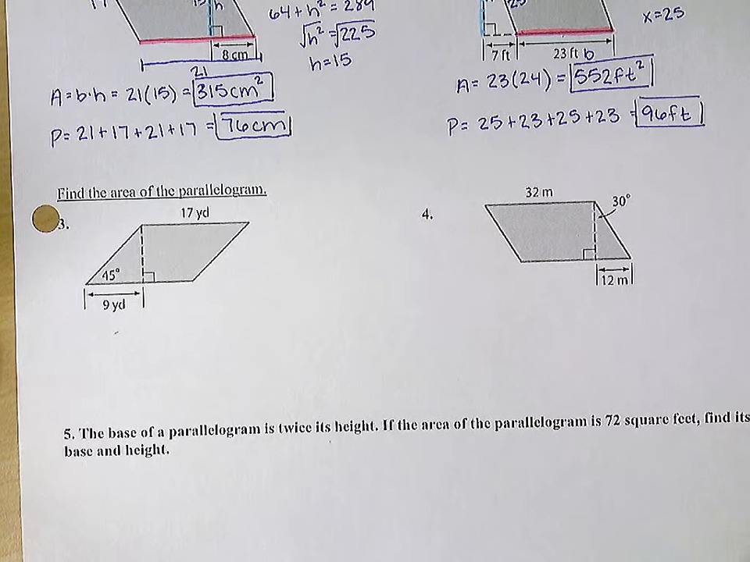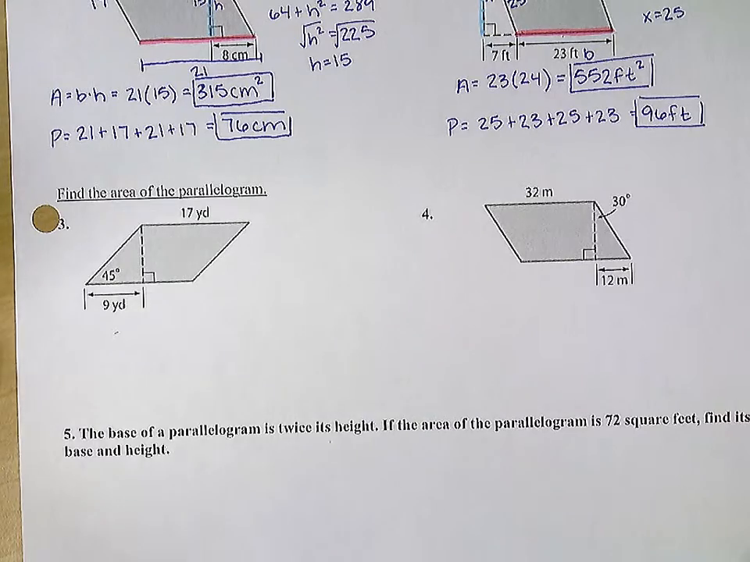right, looking at number 3 and 4, this time we just have to find the area. We don't have to find the perimeter. So make sure you are reading your directions. Sometimes it'll ask for both. Sometimes it'll just ask for area.